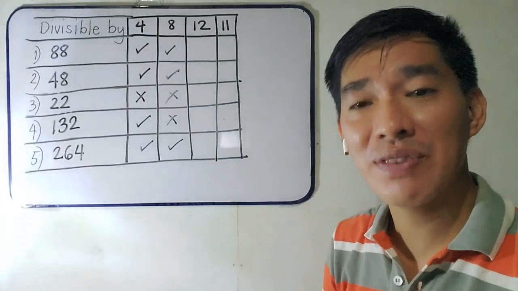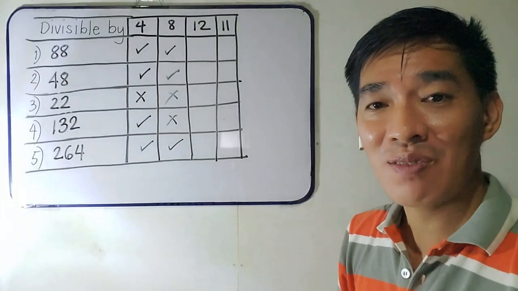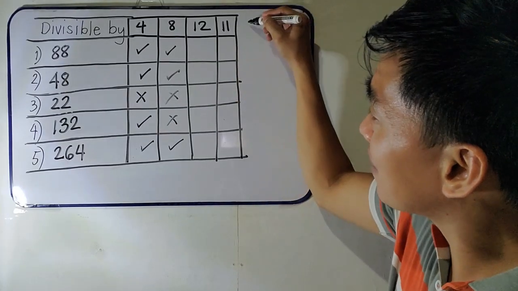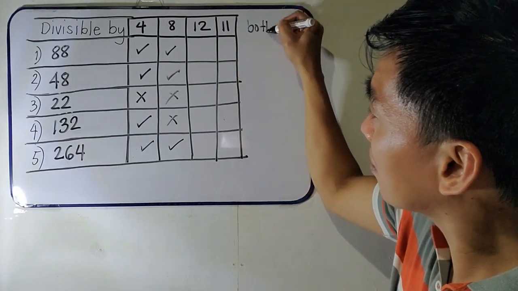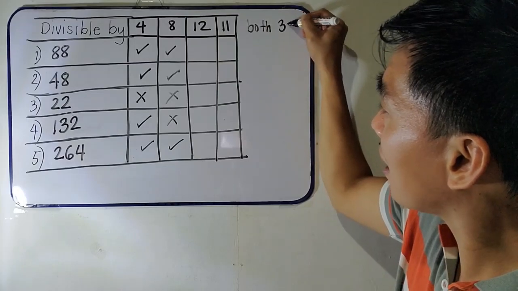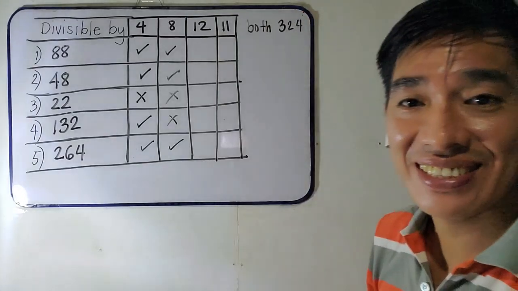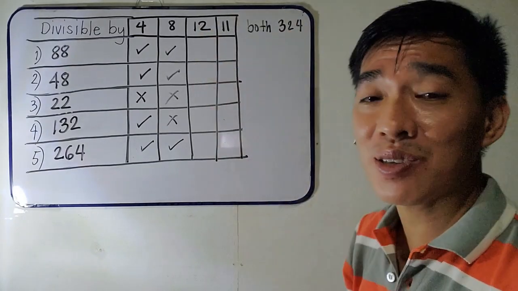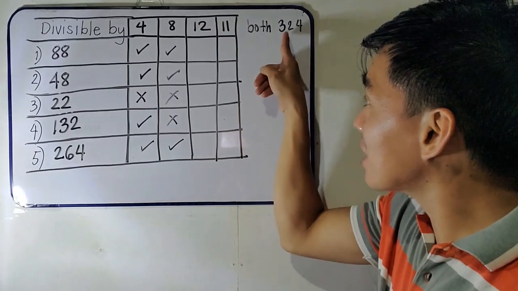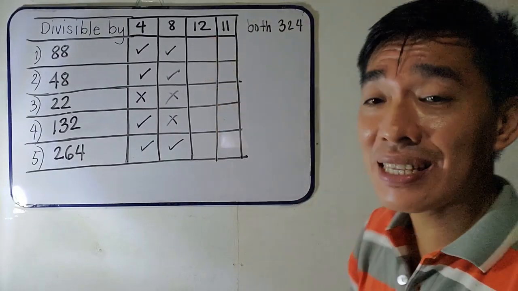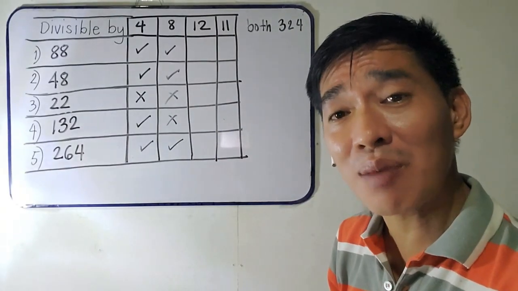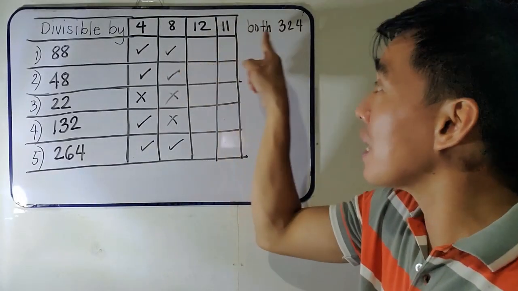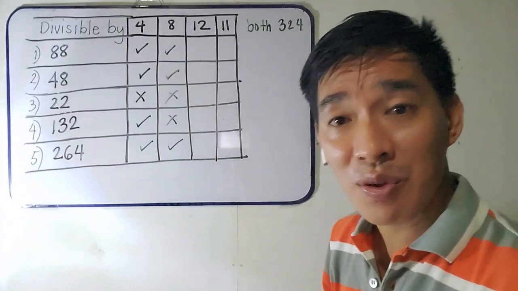And how about the divisibility rule for 12? Of course, a number is divisible by 12 if it is divisible by both 3 and 4. We all know that 3 and 4 are both factors of 12. And these two factors of 12 are relatively prime, or their greatest common factor is 1. Therefore, a number is divisible by 12 if it is divisible by both 3 and 4.